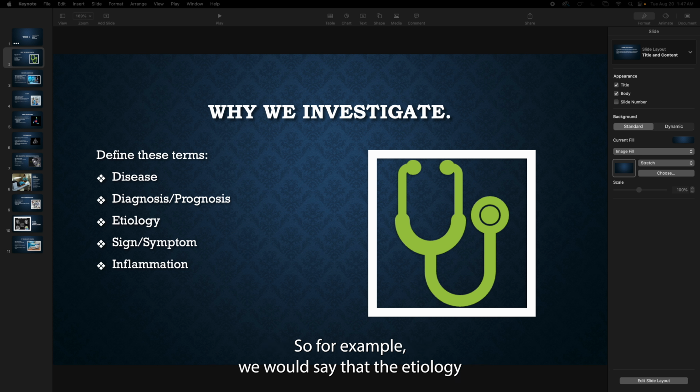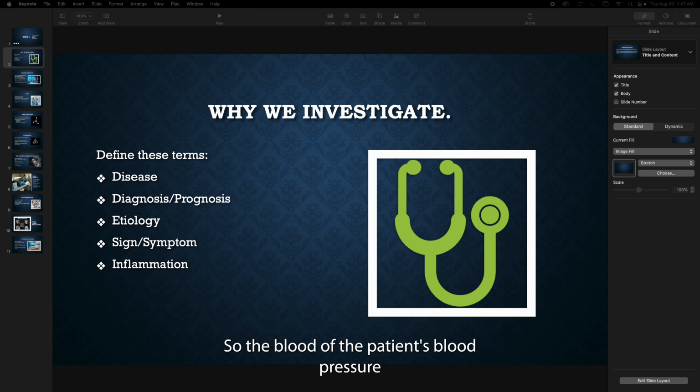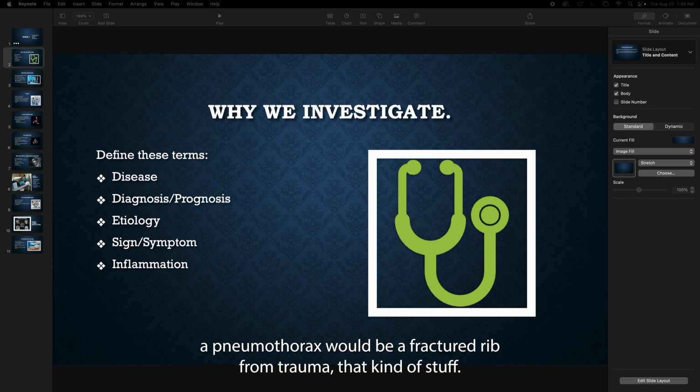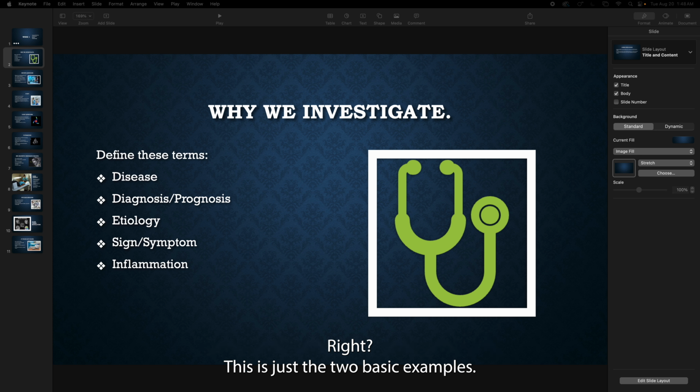So, for example, we would say that the etiology of brain hemorrhage could be hypertension, right? So the patient's blood pressure got too high and a blood vessel ruptured. We would say that the etiology of punctured lung, which causes a pneumothorax, would be a fractured rib from trauma, that kind of stuff, right? These are two basic examples.